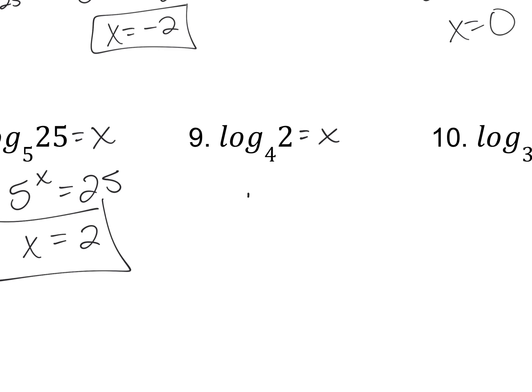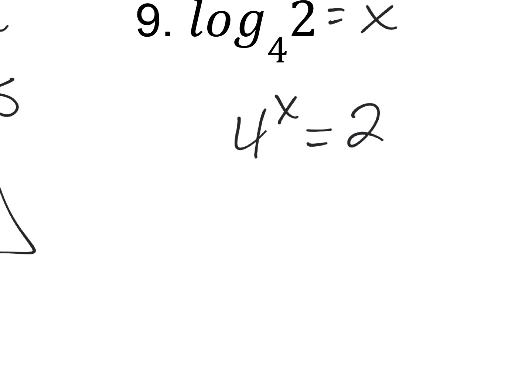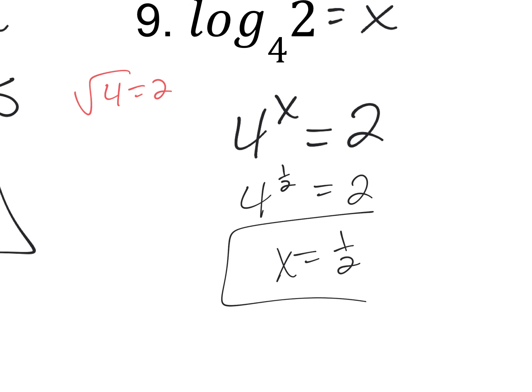Okay, so 4 to the x equals 2. Whenever you're getting smaller, it's probably going to be a square root. So 4 to the what? Square root of 4 is 2, right? So how do I write square root of 4 as an exponent? Well, that would be 4 to the 1/2 equals 2. So x equals 1/2.